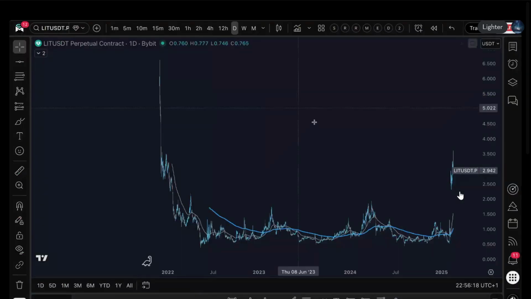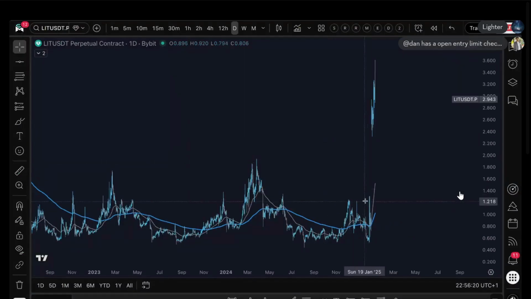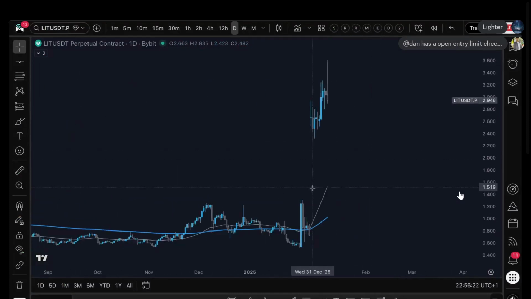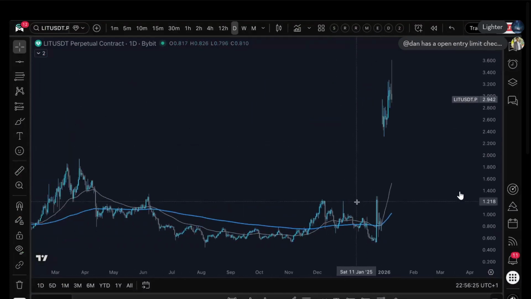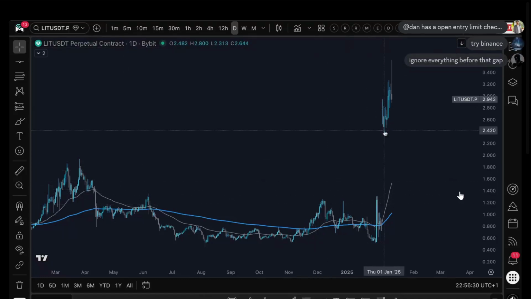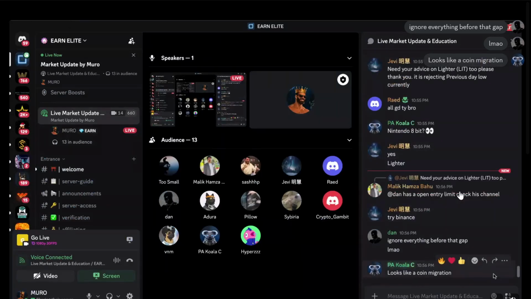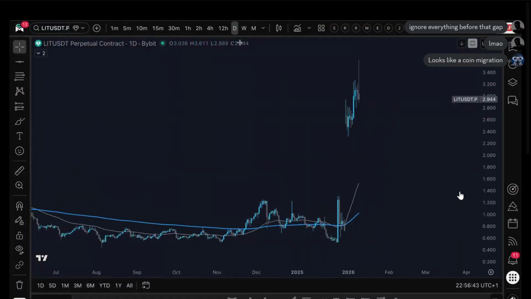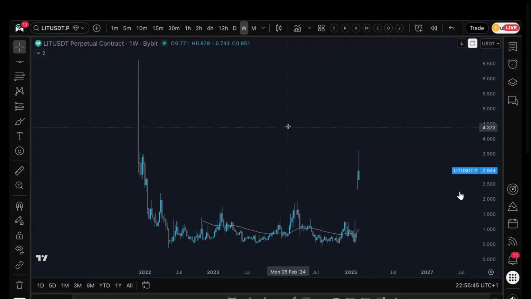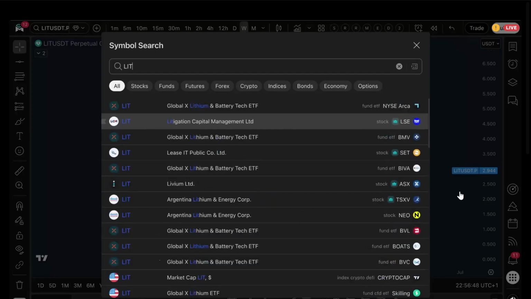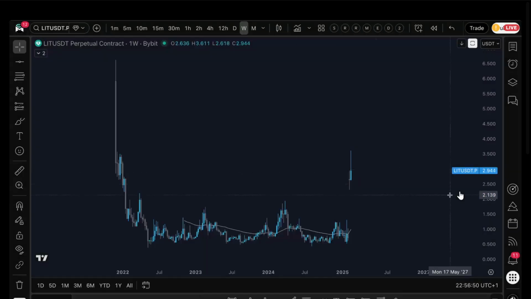Yes, Lighter. Okay. What is this here? Why does this look like it had a CME gap or so? You see this? What was there? Did they have a launch from mainnet or something like that? Yeah, coin migration. Yeah, that's what I mean. Migration or mainnet launch or whatever. But this is the chart, yeah? LIT. As I said, it's a newly listed coin.